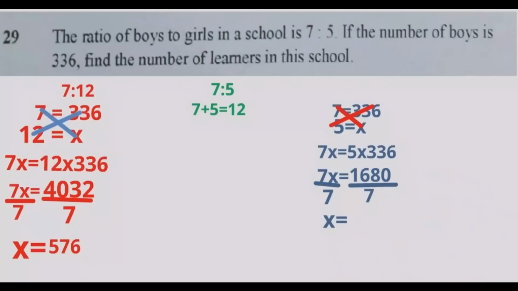Then 1,680 divided by 7 will give us 240. So the number of girls in the school is 240. Then when you add 336 plus 240, it will give you 576 learners. So now you can see that we have found the same total using different ways. The correct answer is 576, and that's all. We go to the next question.